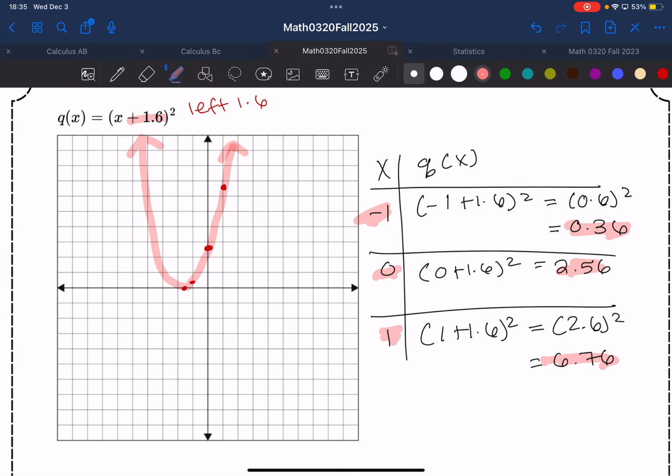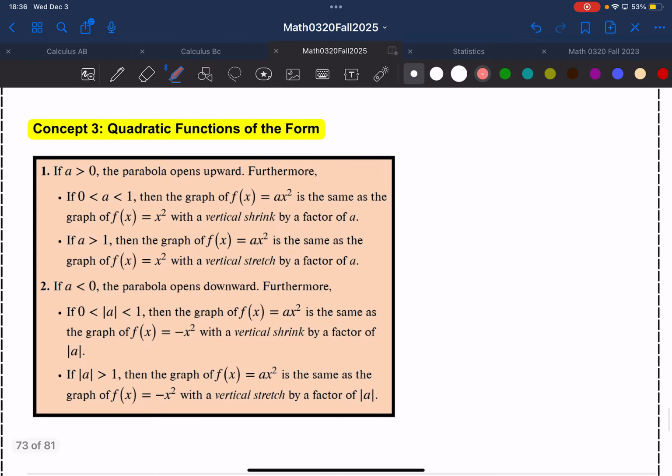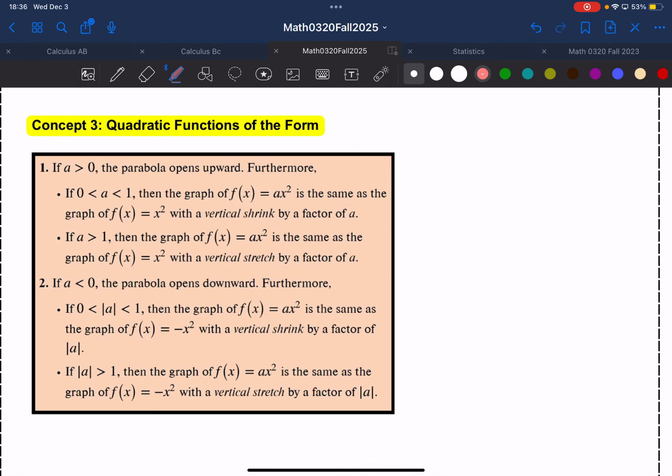Okay, so we've moved it up and down, left and right, and now we're going to talk about our a of x squared. That's a stretch vertically, a stretch horizontally, and whether it opens up or down. Let me first write the equation. This is f of x is equal to a of x squared.